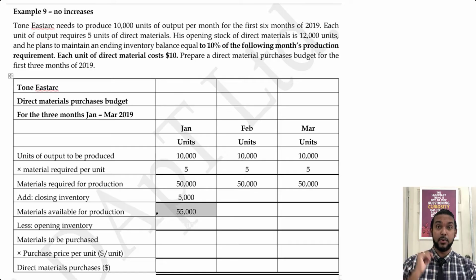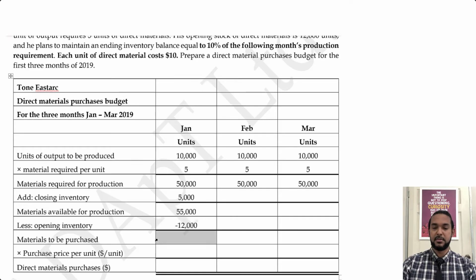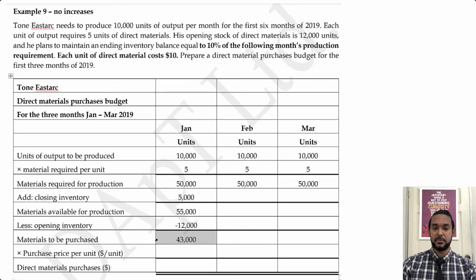We subtracted it from the required amount we needed. So his opening stock of direct materials is 12,000 units. So guess what we're going to do with that? We are going to subtract it from the 55, and that's going to give us 43,000 units. So that is the quantity of materials we need to purchase.